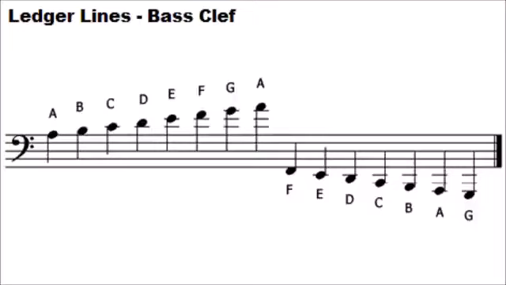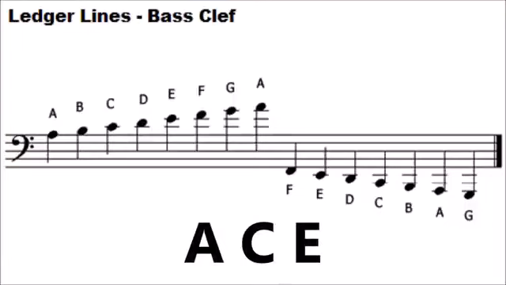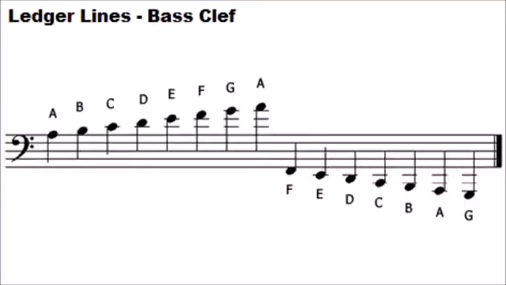The three ledger lines below the bass clef spell the word ace as well, in ascending order. That's A, C, E. We can keep adding ledger lines below the note A for notes which are much lower. Ledger lines can be placed above the bass clef as well. The notes simply move in alphabetical order.